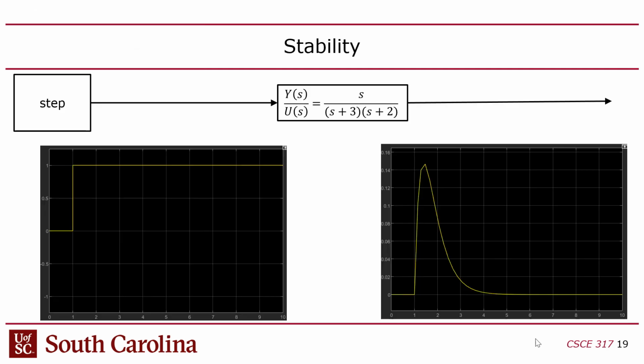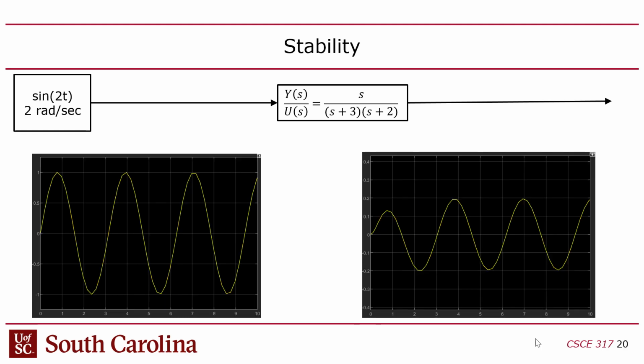So in Simulink, again, I can't figure out how to do an impulse response. I know you can do it. I just didn't know how to do it. So I did the step response, and you can see the step response has that same kind of behavior as I had with the impulse. It kind of shoots up, and then it comes down and settles. Right? So that's stable. And then I hit it with a sine wave, and you can see it changes the amplitude of that sine wave.